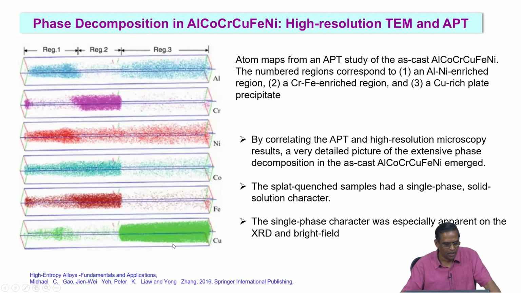So, you see we are talking about a very, very small nanometer length scale. You have a phase decomposition which is not easily identifiable even in electron microscopy, but you have three-dimensional information in this technique. So, by correlating the APT and high resolution microscopy results, a very detailed picture of an extensive phase decomposition in the ASCAS aluminum, cobalt, chromium, copper, iron alloy has emerged.